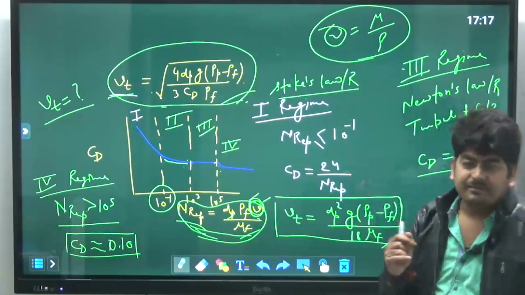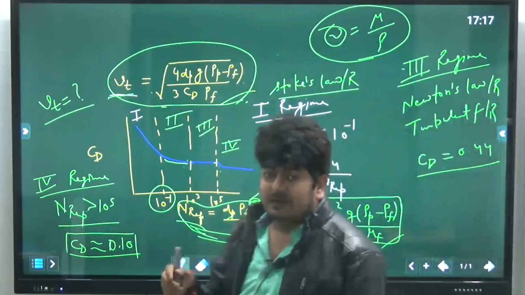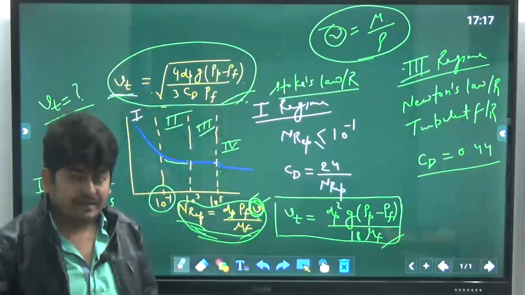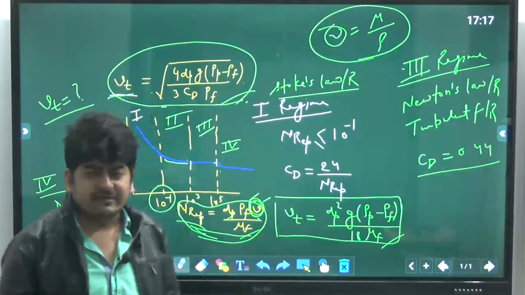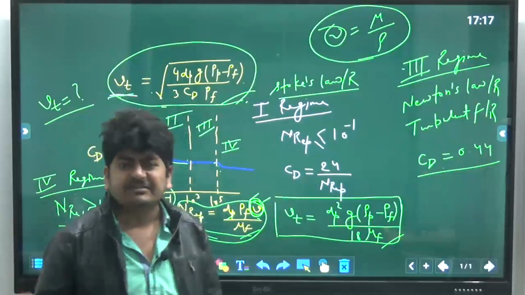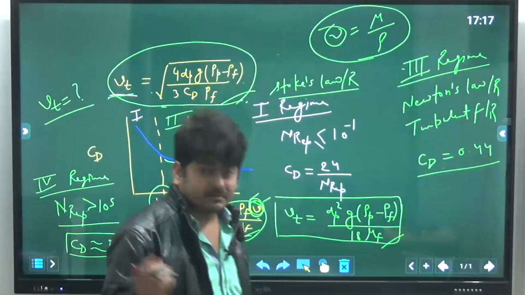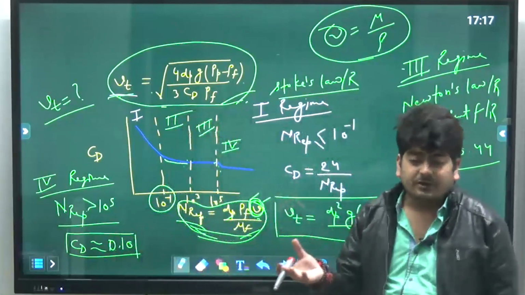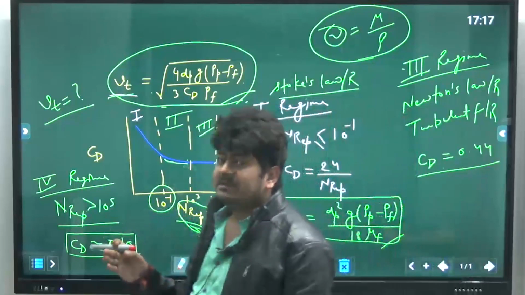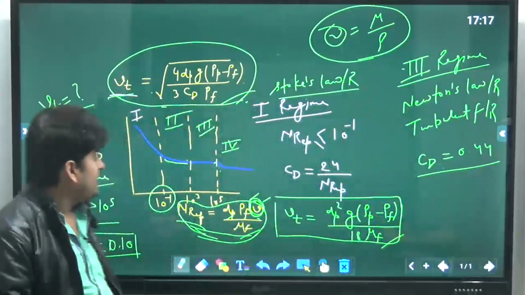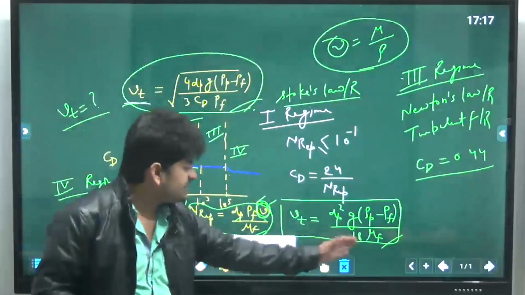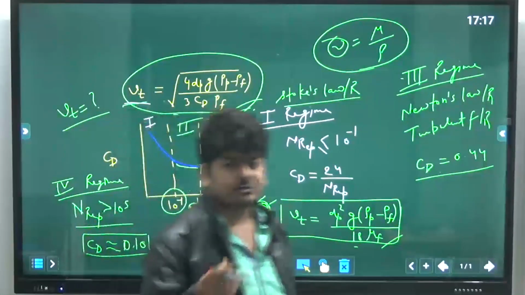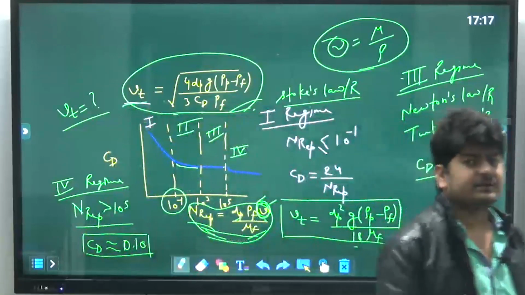Second point, if the solution is not concentrated but the viscosity of the fluid is high, like they can say that a particle is settling in glycerine or some other viscous fluid, then obviously the terminal settling velocity will be low, as you can see from this expression as well. So these are some points which should be considered while solving the numericals.